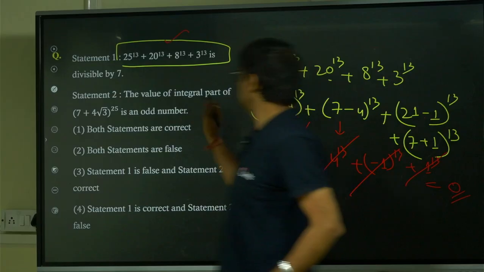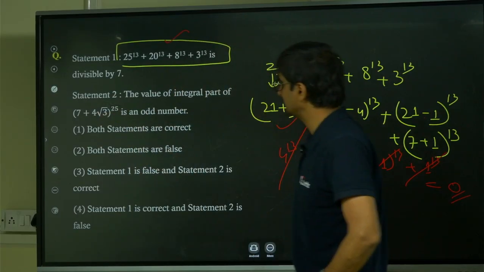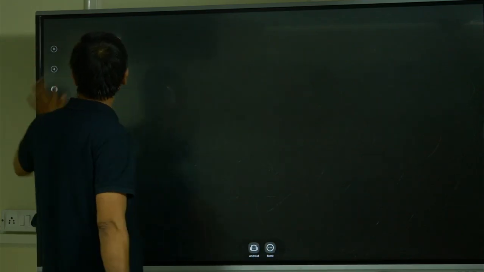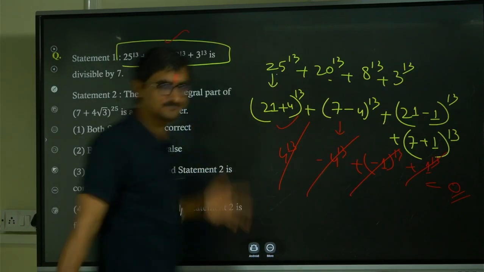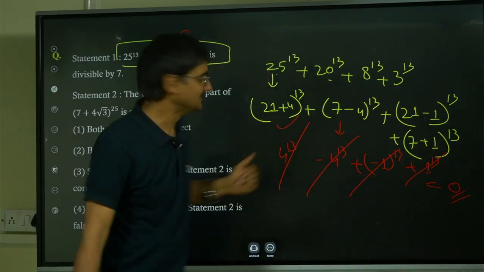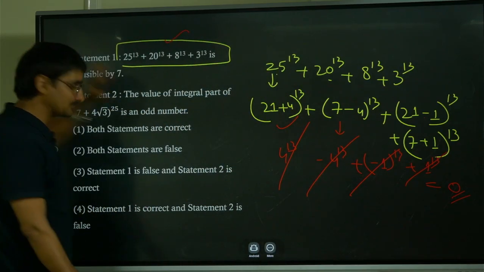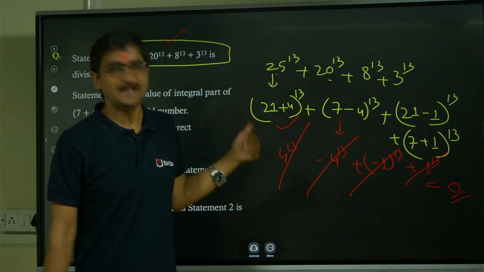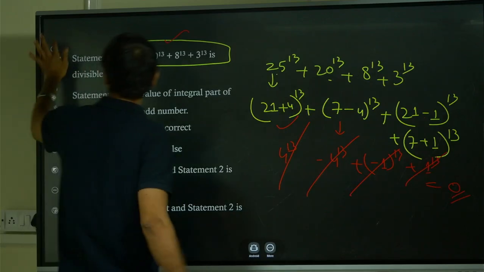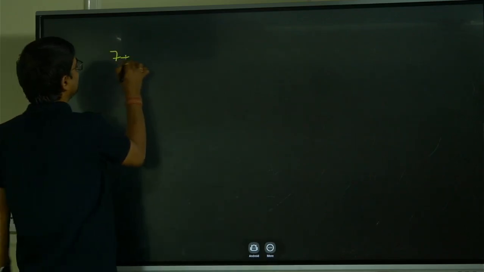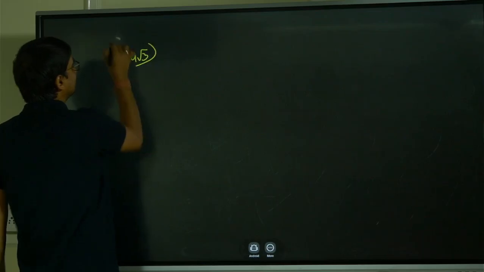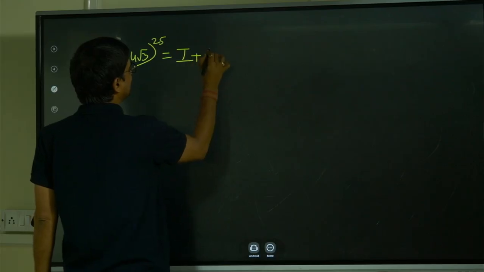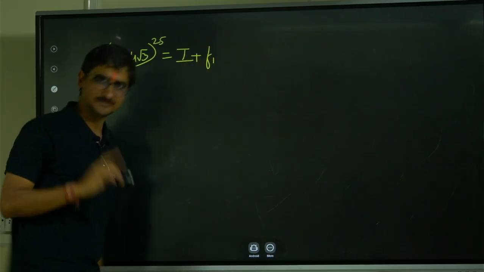Now the next is the value of the integral part. 7 plus 4 root 3 raised to power 25 is an odd number. Now that is interesting. See, they have mixed the things very well. They have used two totally different applications of binomial. One is to find remainder, and the other is a very typical question of binomial, where we say find the integral part. Of course this is a real number, so it has some integral part and some fractional part. Let's say this is f1.